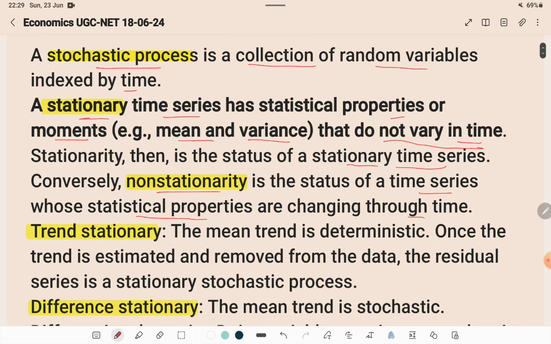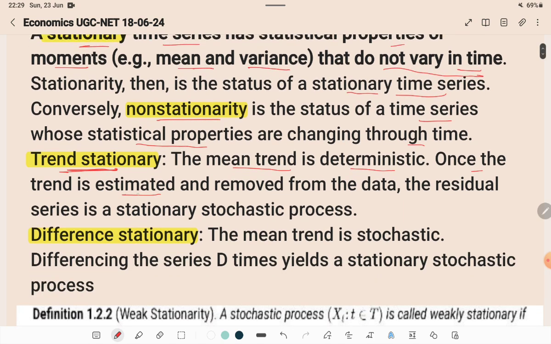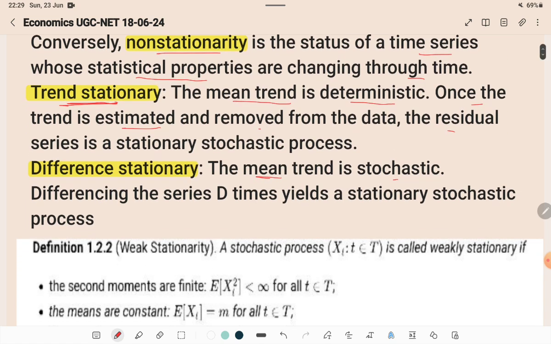So the first option was trend stationary. The mean trend is deterministic. Once the trend is estimated and removed from the data, the residual series is a stationary stochastic process. Now, difference stationary: the mean trend is stochastic. Differencing the series d times yields a stationary stochastic process.